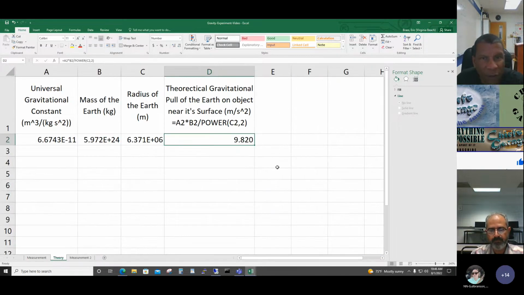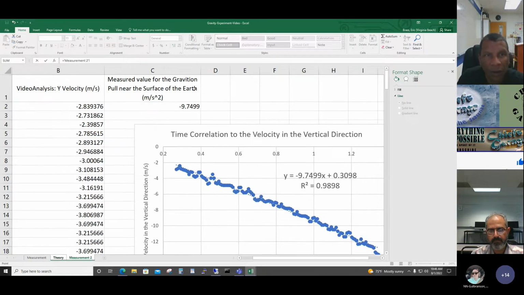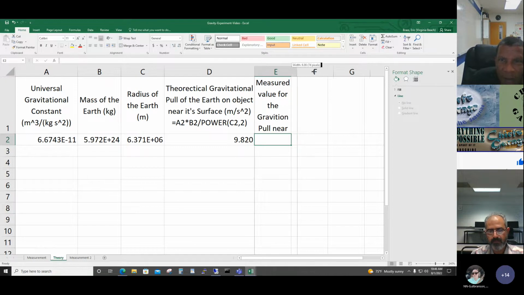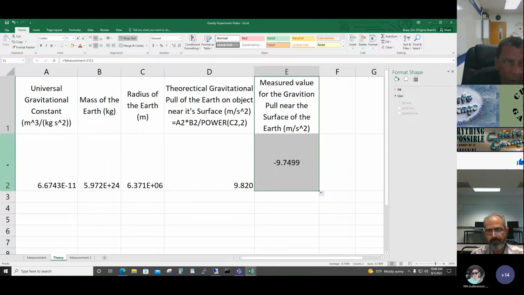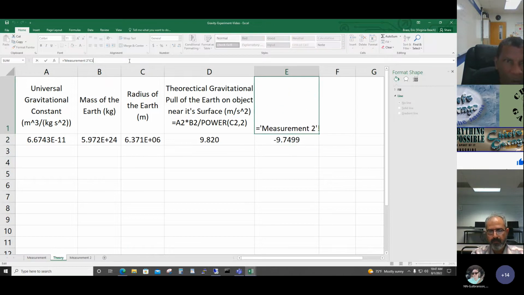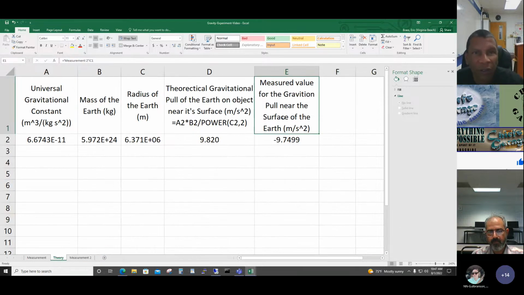So we're just going to take this back over to our theory section. I'm going to say equals to, and I'm selecting our measured value for the gravitational pull near the surface of the Earth. And since I fill that one, I can just fill down, and it's going to give me this information here. So again, all I did was I typed everything in on this page, and then I'm referring to it on the theory page. And you guys can easily type it in.